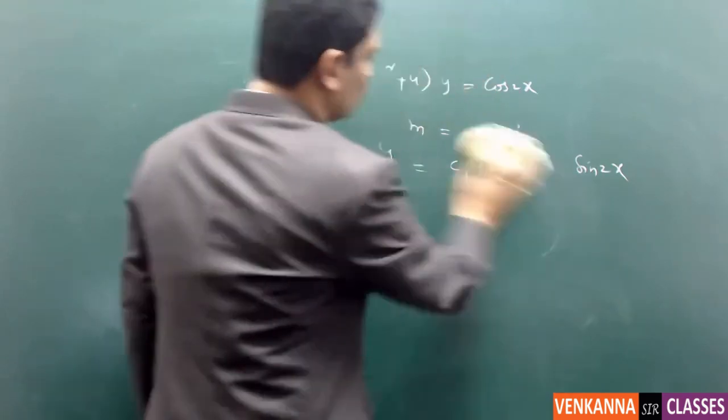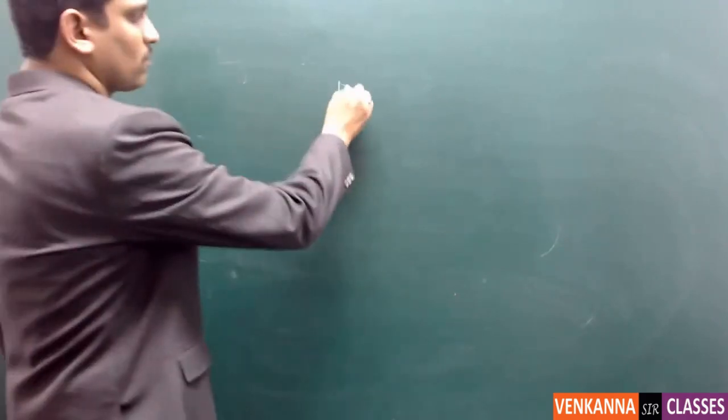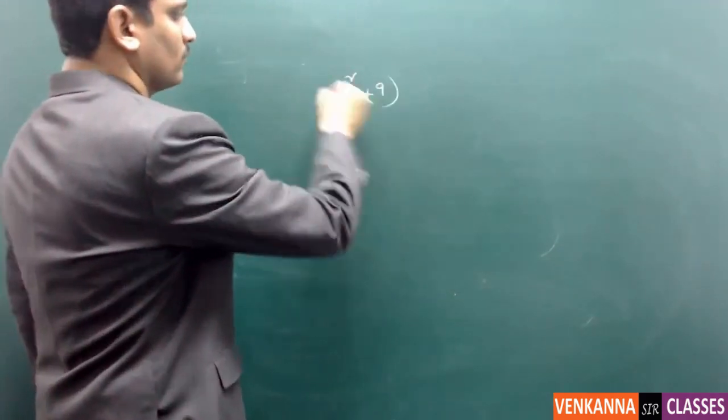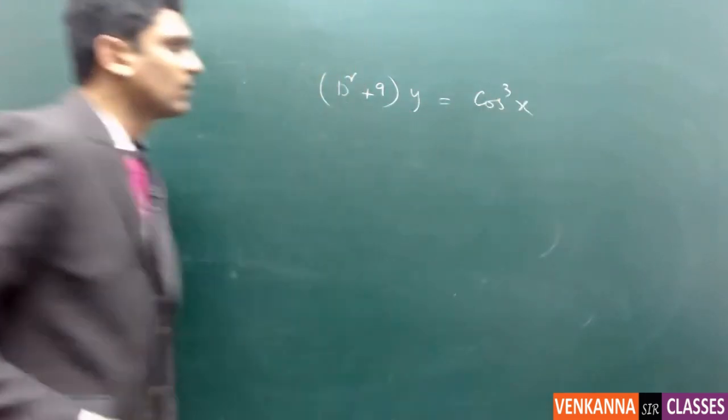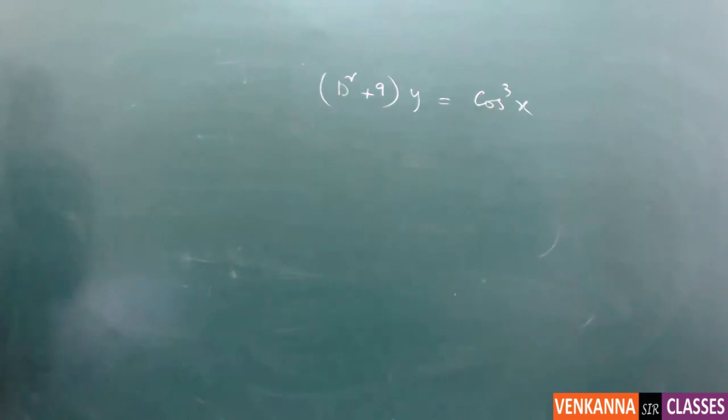I just want to take two problems which give a good idea. Not two, obviously I will say three problems I am going to take. So (D square plus 9) into y equal to cos cube x. So please go with yc. After doing, please inform. I discuss with yp.